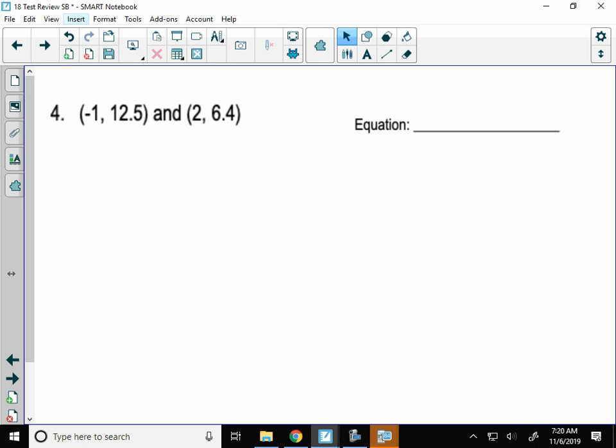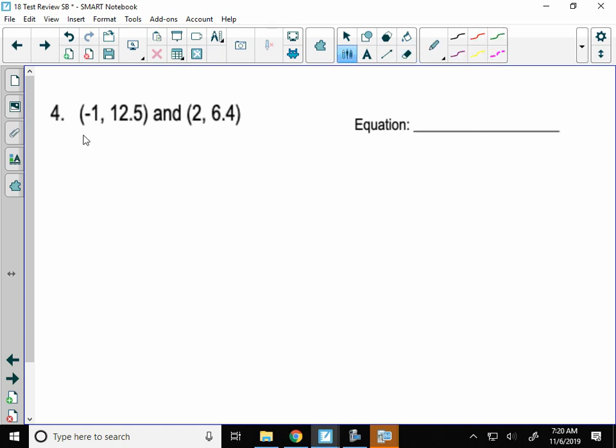All right, so this next one, you should notice that I'm just giving you 2 ordered pairs. And -1 and 2, these are not consecutive x values. They're not next to each other in the table. So you're going to have to do a little bit more work here. Notice that I also did not give you the y-intercept. So this is a problem where you need to set up a system of equations.